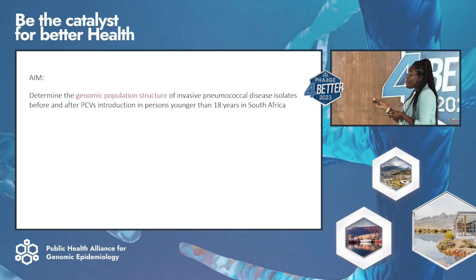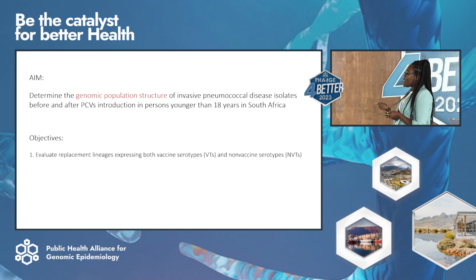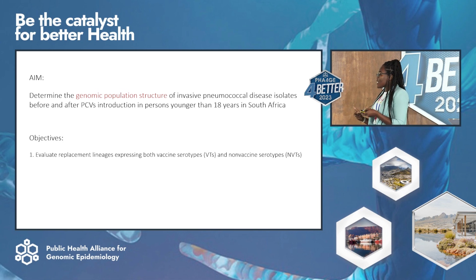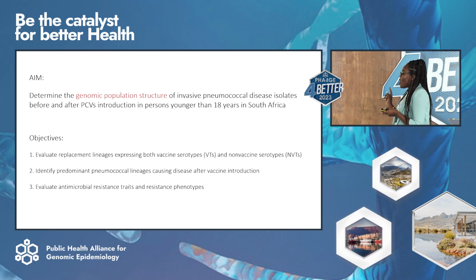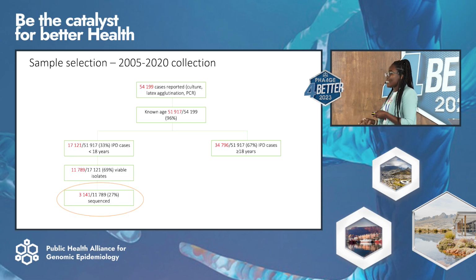This brings me to the aim of my study, which was to determine the genomic population structure of invasive pneumococcal disease isolates before and after the introduction of these vaccines in South Africa. The objectives included evaluating replacement lineages that express both vaccine and non-vaccine serotypes, and we'll see the importance of that later on in the slides. We also aimed at identifying predominant pneumococcal lineages that are causing disease after vaccine introduction. We also looked at antimicrobial resistant traits as well as phenotypes. And last but not least, we looked at the vaccine coverage of higher valency vaccines that are currently under development.